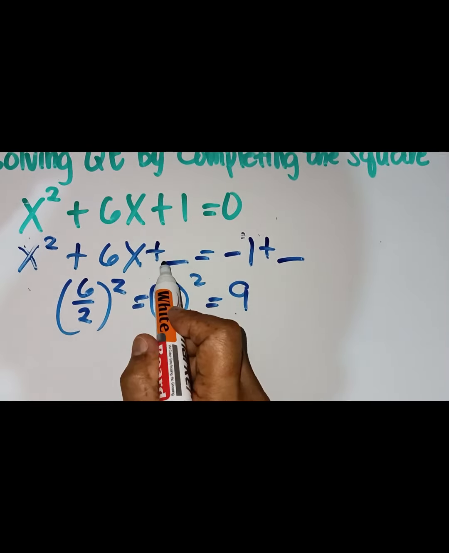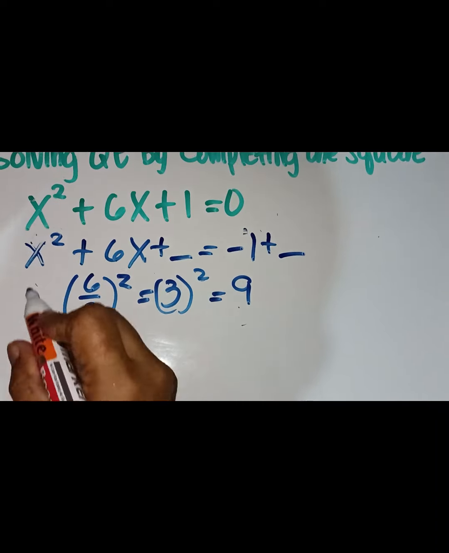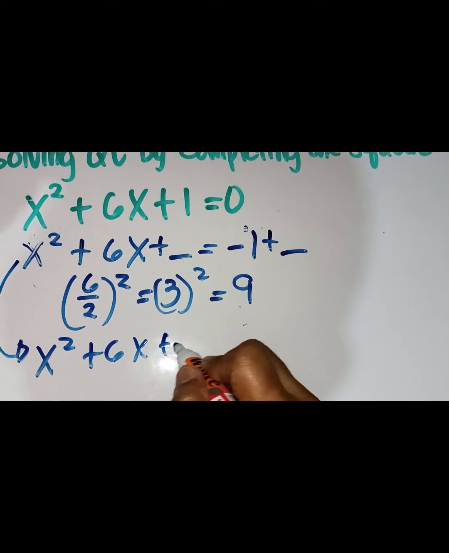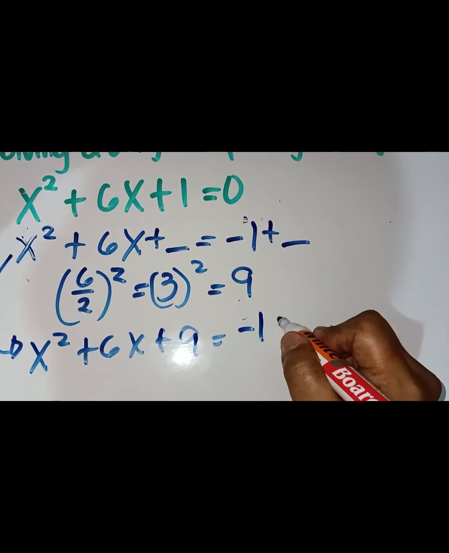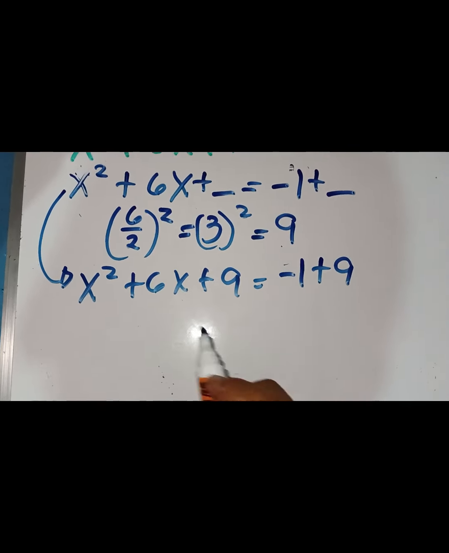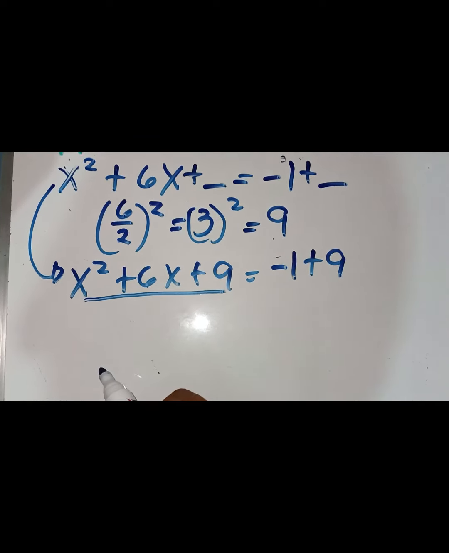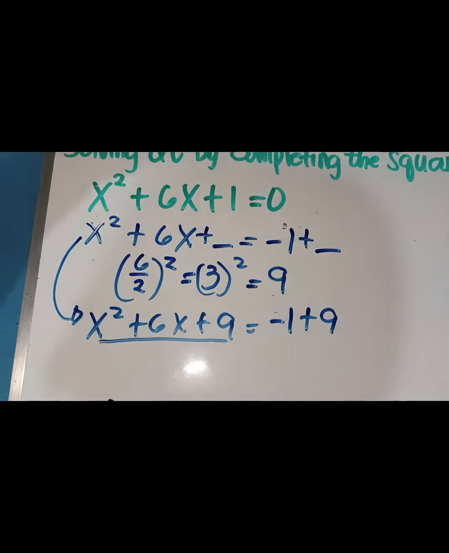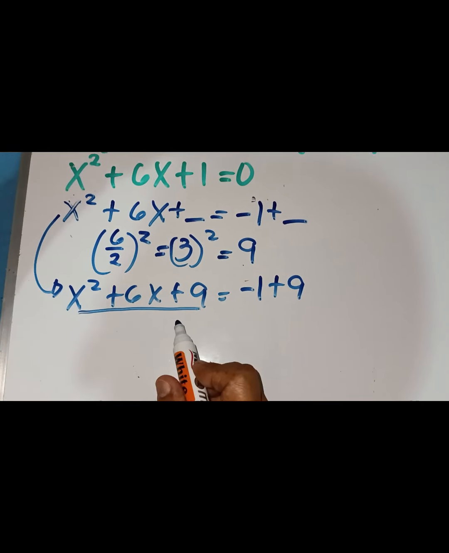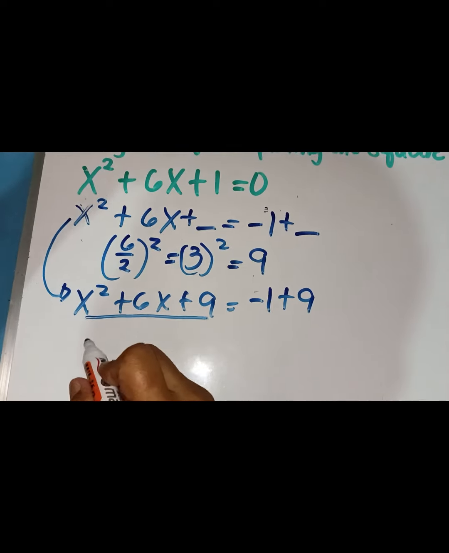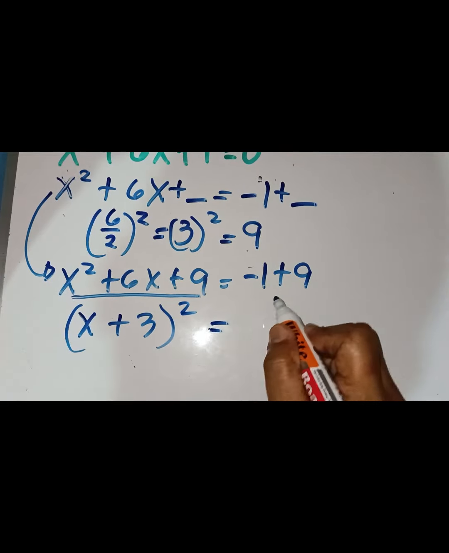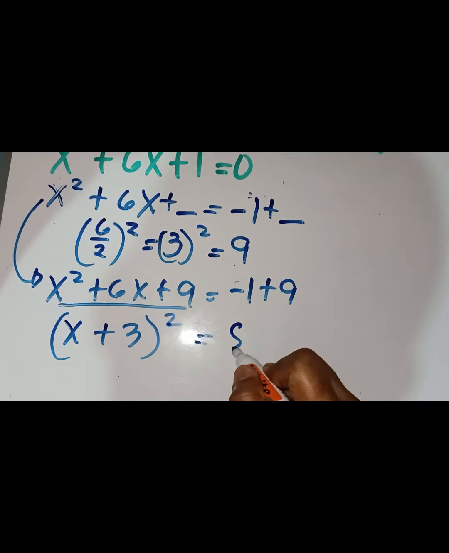What had been added here must also be added to that side. So, rewriting the equation, we have x squared plus 6x plus 9 is equal to negative 1 plus 9. Next, as you can see, we now have a perfect square trinomial. So next we have to transform the perfect square trinomial into a perfect square binomial. So we have x plus 3 squared is equal to negative 1 plus 9, which is positive 8.